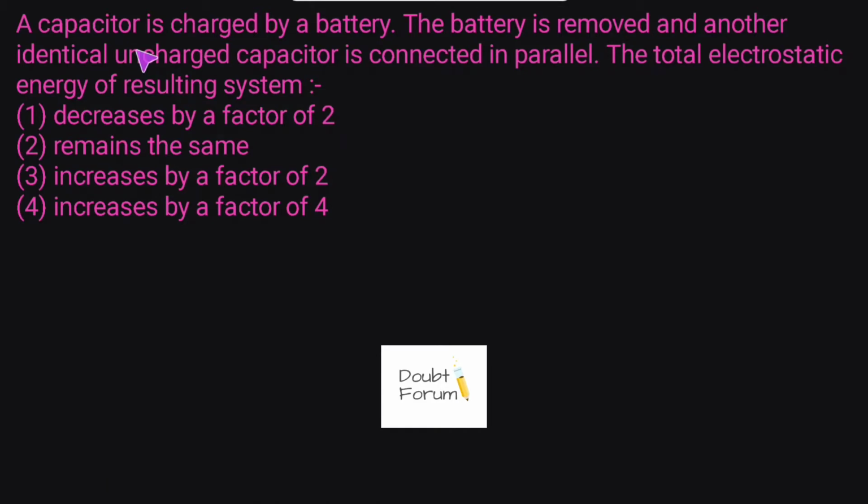This question is based on the electrostatic energy stored in the capacitor, and the question is: a capacitor is charged by a battery. The battery is removed and another identical uncharged capacitor. So we have to mark this word, uncharged capacitor, is connected in parallel. The total electrostatic energy of the resulting system is.